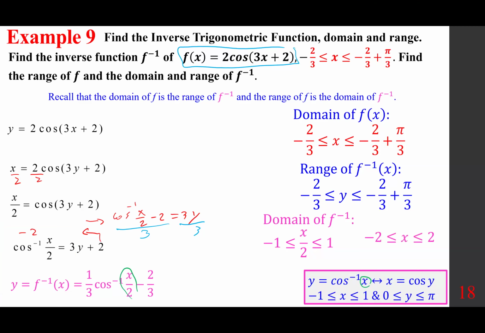That is the domain of f inverse, which becomes the range of f. When we say range of f, we change it to y, okay? So this is done. I want to just quickly show you the second method. So this is done. You don't have to do anything else.